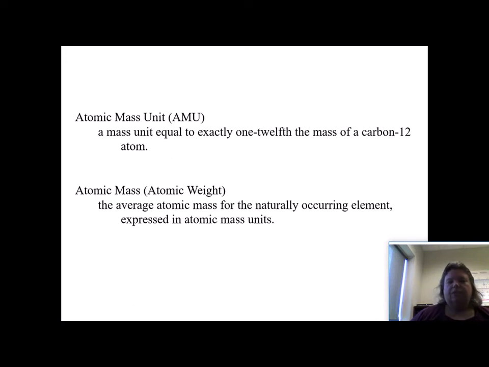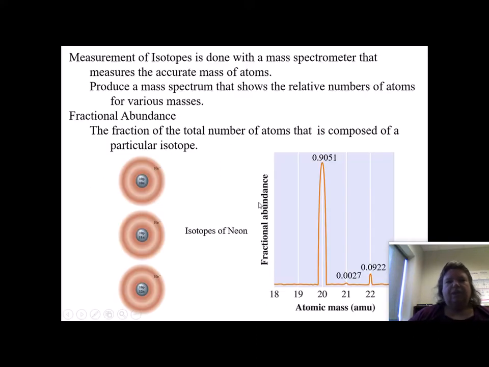Okay, atomic mass, which is also called atomic weight, is the average atomic mass for the naturally occurring element expressed in atomic mass units. So atomic weight is a weighted average of all the isotopes. So basically the mass of the isotopes are done with a spectrometer that measures the accurate mass of atoms. It produces a mass spectrum shown with the relative number of atoms for each mass.